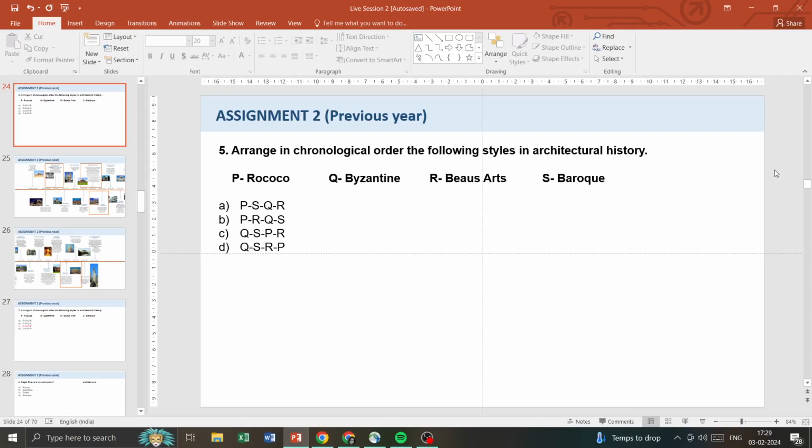Then we have Baroque. Then we have Rococo. And then we have Beaux Arts. So our answer would be C, Q, S, P, R.